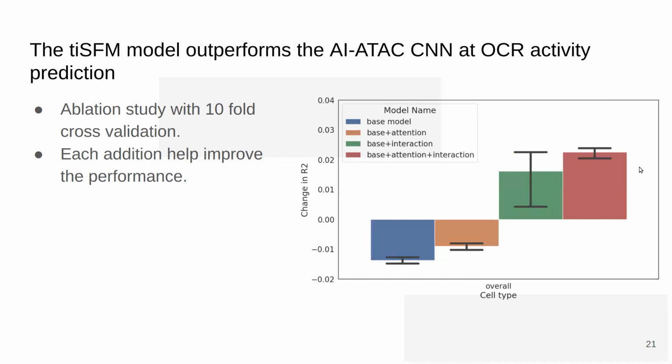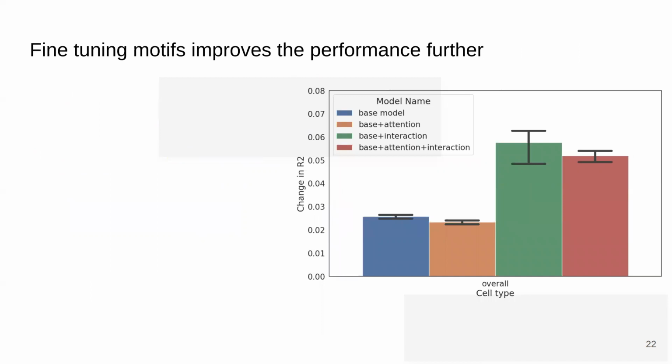So what we can see is that the full model does actually outperform the baseline CNN. And doing these ablation tests, each layer does actually help improve performance. Importantly, the biggest difference is made by the interaction layer. So the biggest gap here is adding the interaction layer, going from yellow to green. If we allow the motifs to be fine-tuned, we could actually outperform AI-TAC in all of the different configurations for this model.